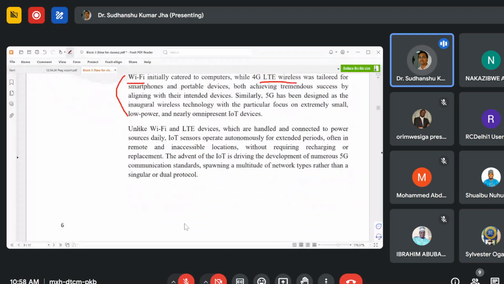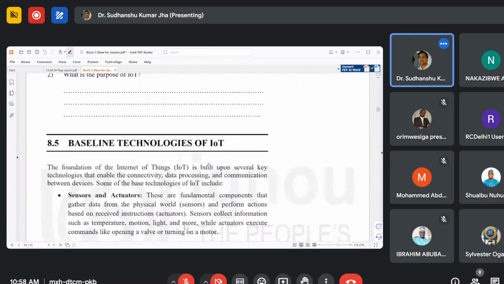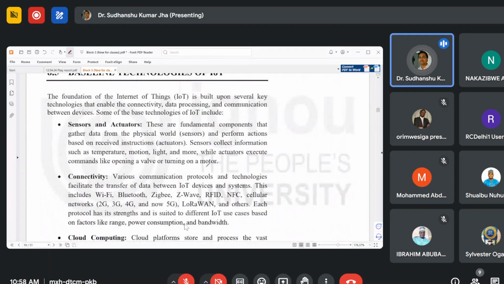So we have another kind of IoT enablers, IoT sensors, driving the development of numerous 5G communication, etc. So that is the baseline technology. Now we have to discuss the components of the IoT devices. Whatever IoT devices are there, what are the components in the IoT devices? Let us discuss the components of the IoT devices.